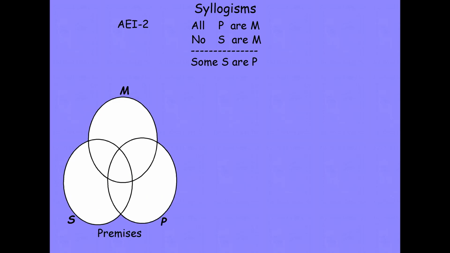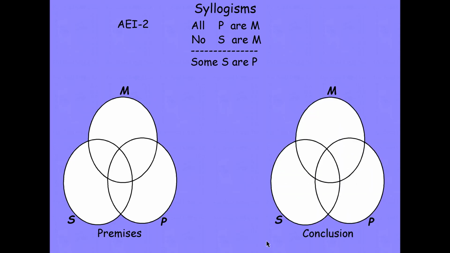Again, I'm going to put a premise diagram in with 3 circles. My minor term, in this case S, bottom left. My major term, the predicate of the conclusion, in this case P, bottom right. My middle of bridging term, in this case M, the one that's in both premises, always up top. Premise diagram, conclusion diagram, exactly the same. They're just labeled premise and conclusion. Gonna fill in my premise diagram with what I need to make both of my premises true, and my conclusion diagram with what I need to make my conclusion true.